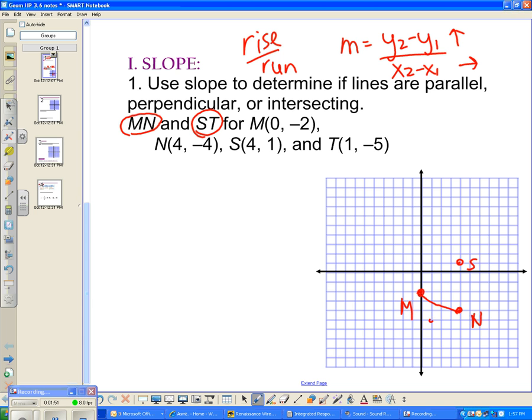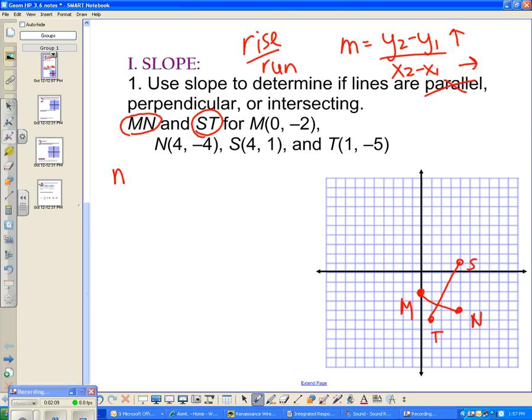Okay. And the question's asking you, now that we've graphed them, do these lines look parallel, perpendicular, or intersecting? Well, they don't look parallel, so we can cross that out. But let's see if they're perpendicular or intersecting. It's kind of hard to tell, so we need to do some algebra.